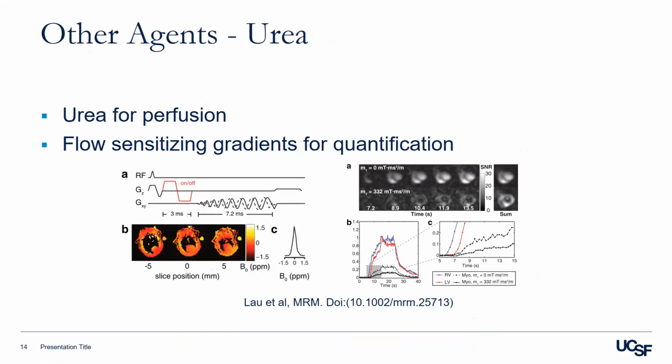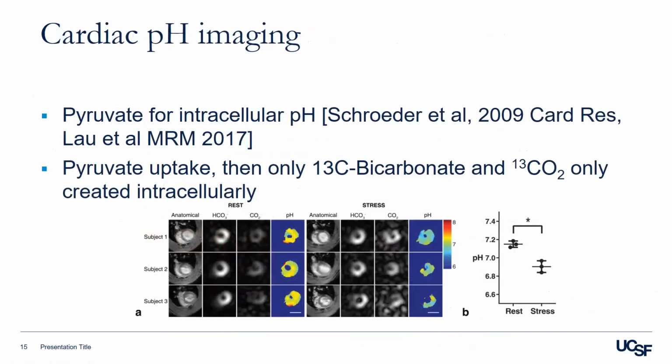There's been some work using urea, looking at perfusion. These are rat heart images, so that's pretty impressive. There's been some pH imaging work. A couple of the things that I had seen were using pyruvate for intracellular pH. There you're looking at pyruvate that's being taken up into the cell, the label goes into bicarbonate, and then you're measuring the bicarbonate to CO2 ratio, which is only happening intracellularly, as opposed to if you directly inject bicarbonate. It can exist both in the extracellular space as well as possibly in the intracellular space.